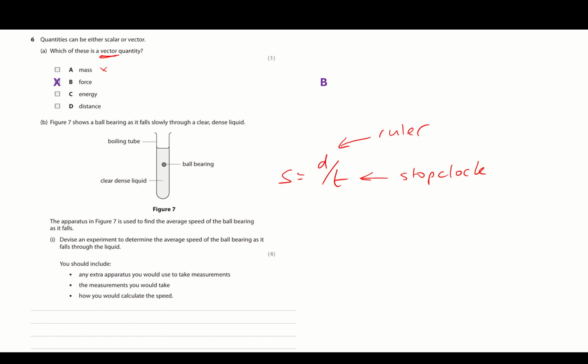So to do this, I'm just going to mark a set distance, D, using a ruler. Next, as it falls through there, I'm going to have a stop clock that times it. And the last part is speed equals distance divided by time. So any extra apparatus you would use to take measurements, how would you calculate the speed? So that's all there: what we are doing, what apparatus we need, what measurements we would take.